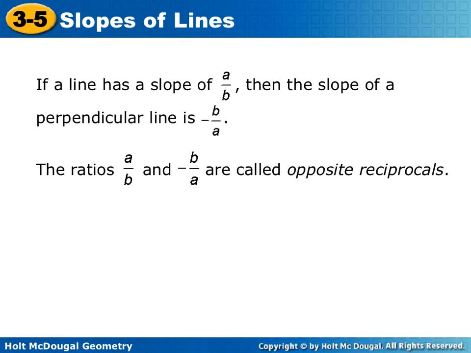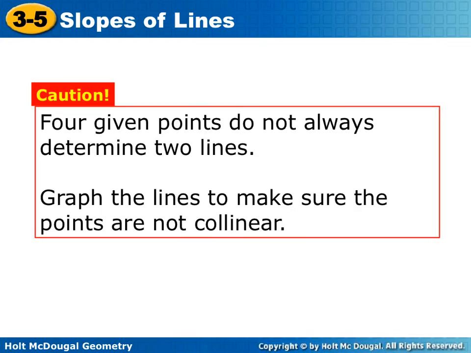Here the book just reiterates, if a line has a slope of a over b, then the slope perpendicular to that is negative b over a. They're called opposite reciprocals, and this is one way to tell if lines are perpendicular. Or you can multiply the two and get -1. Either way works. Here you have a caution: 4 given points might not always determine 2 lines. So graph the lines to make sure the points are not collinear.